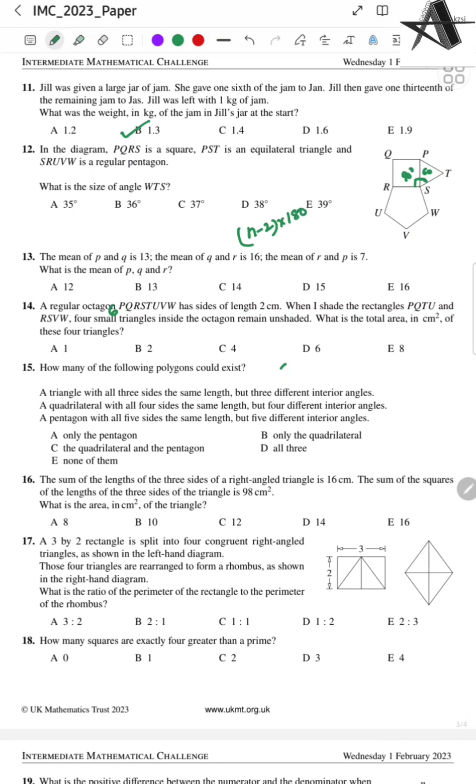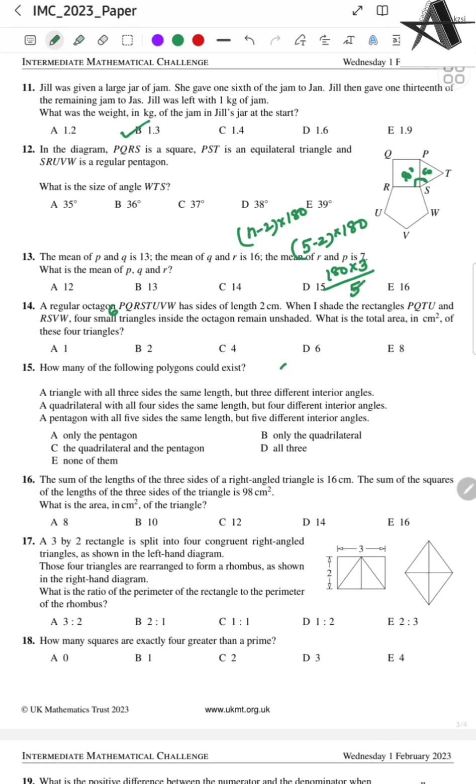So (n minus 2) into 180, how many sides? N represents the number of sides in a pentagon. How many sides are there? 5 sides. 5 minus 2 into 180. That means 180 into 3 will give you the total of the angles. Now, to calculate one angle, because all angles are equal in a regular pentagon, divide by the number of sides or number of angles, and you will get the value of each angle.